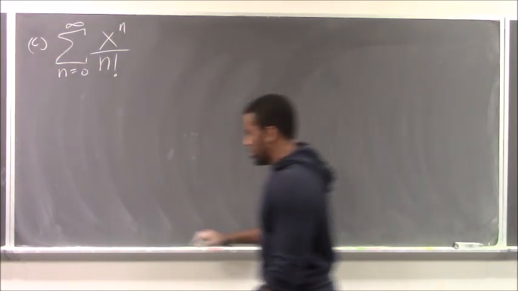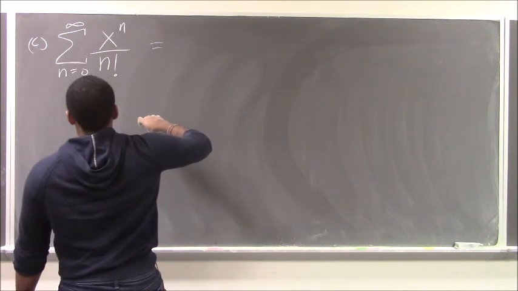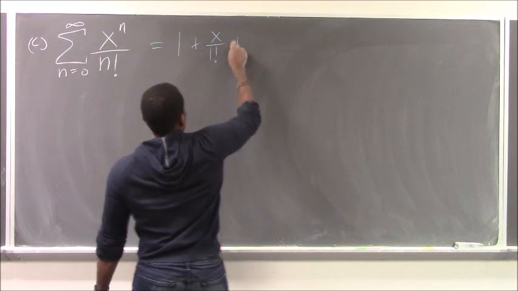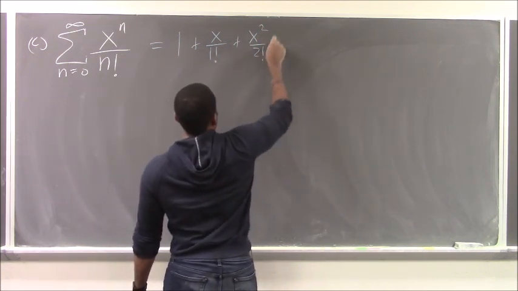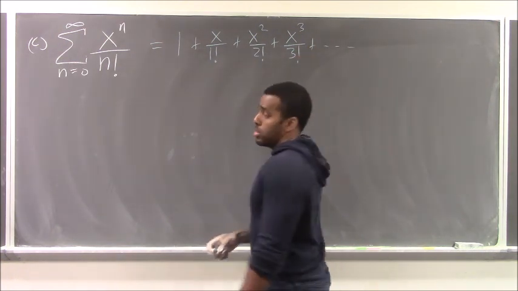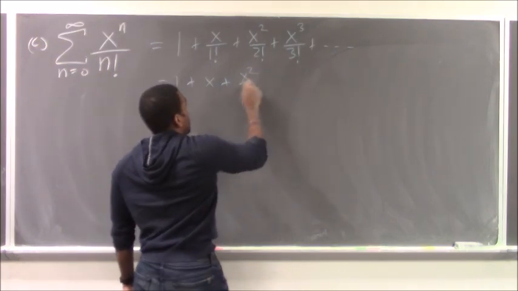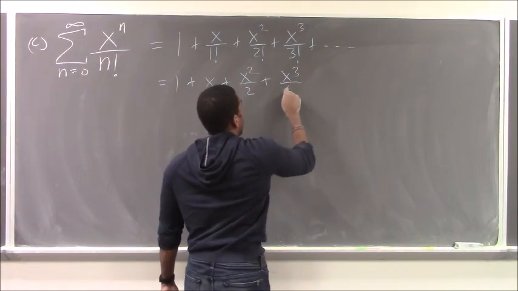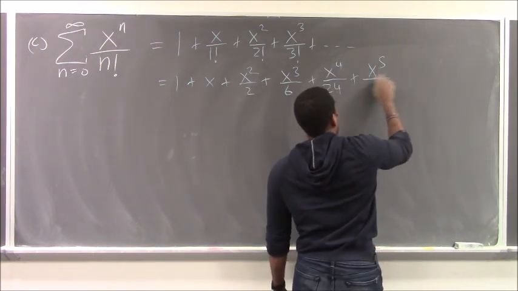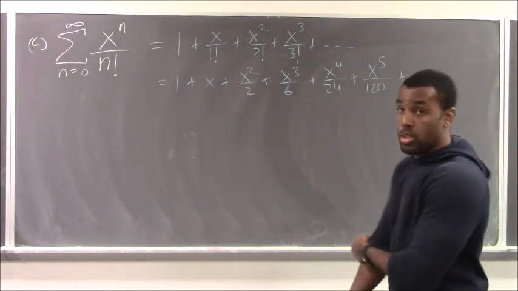So this series, if you want to write it out some, when n equals 0, you have 1 plus x over 1 factorial plus x squared over 2 factorial plus x cubed over 3 factorial, etc. You can also write that out as 1 plus x plus x squared over 2 plus x cubed over 6 plus x to the 4th over 24 plus x to the 5th over 120 plus that. Right? So it's just an infinite polynomial that looks like that.